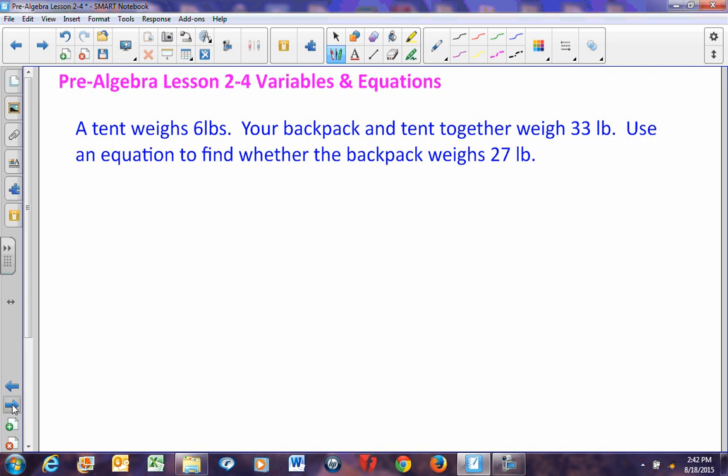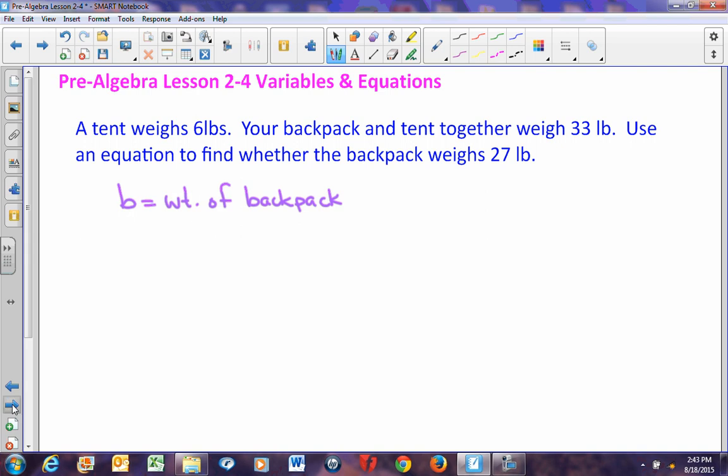Now, we're going to translate this into an equation, and we're going to solve it. It says a tent weighs 6 pounds. Your backpack and tent together weigh 33 pounds. Use an equation to find whether the backpack weighs 27 pounds. I have to use an equation, I can't just use a numerical sentence, which means I have to have a variable. So first, I'm going to let B equal the weight of my backpack.